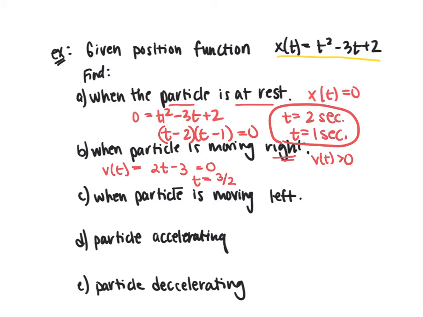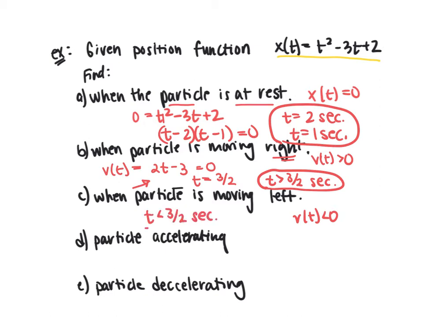If I want to know when it's moving to the right, I want it to be positive. Well, that's going to take place anytime the time is greater than 3/2 seconds, or 1.5 seconds, because that's when it's going to be positive. Now, when it's moving to the left, that's where the velocity function has to be negative. In order for this velocity function to be negative, I have to have a value less than 3/2. So this is where t is less than 3/2 of a second.